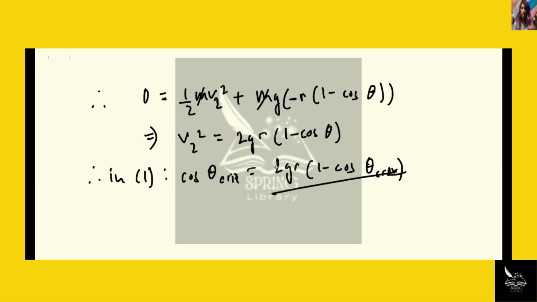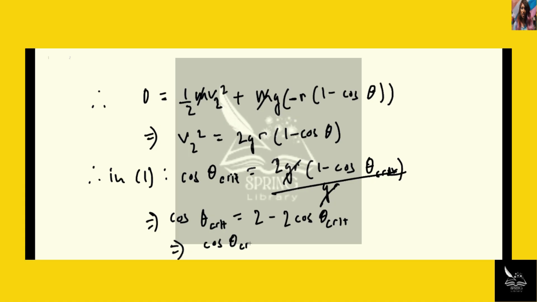over gr. And so the gr's cancel. We're left with cosine theta critical is equal to 2 minus 2 cosine theta critical. Therefore, cosine theta critical is 2/3. So take the arc cosine of 2/3, and you get that the critical angle is 48.2 degrees.